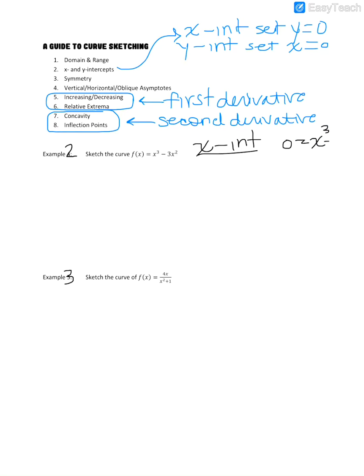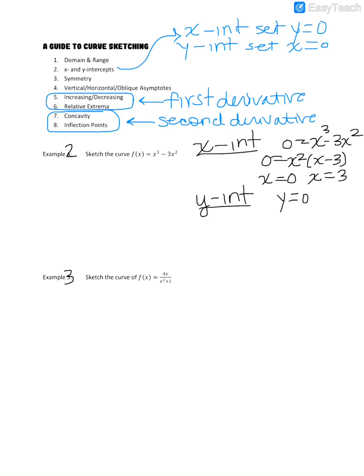And I want to solve this out. Okay, so I'm going to factor out an x squared. And I see that I have an x-intercept at 0 and also at 3. All right, next I want to find my y-intercepts. So that is where I put my x equal to 0. So my y-intercepts are just at 0.